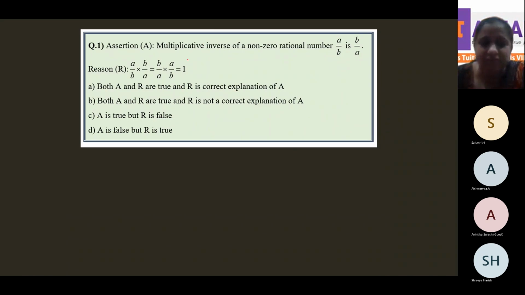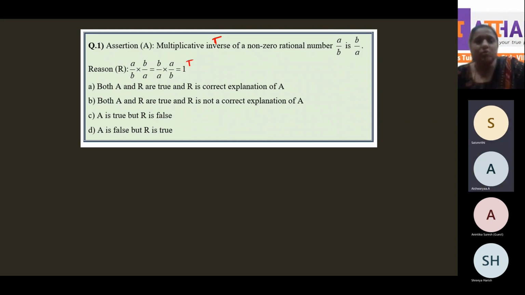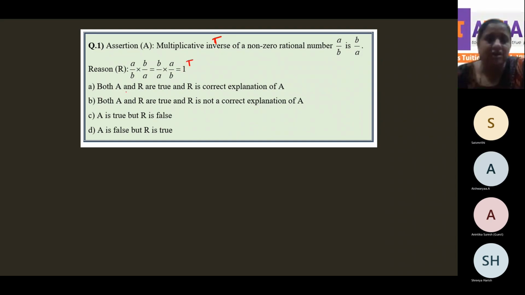You will have to read the statement and first write if they are true or false. So multiplicative inverse of a non-zero... Okay, this one is true. Now this one, A by B into B by A, B by A into A by B is equal to 1. Is this true or false? True, ma'am. Read true, this.